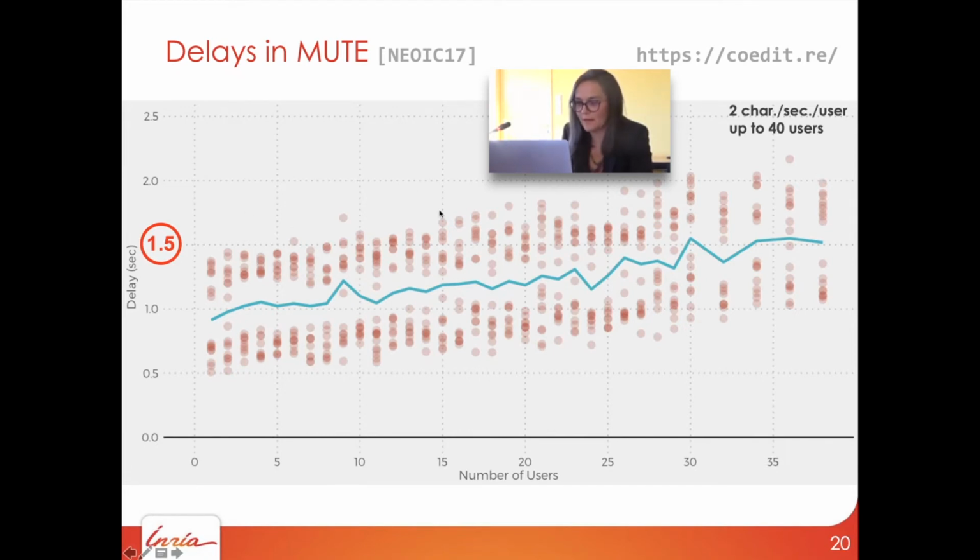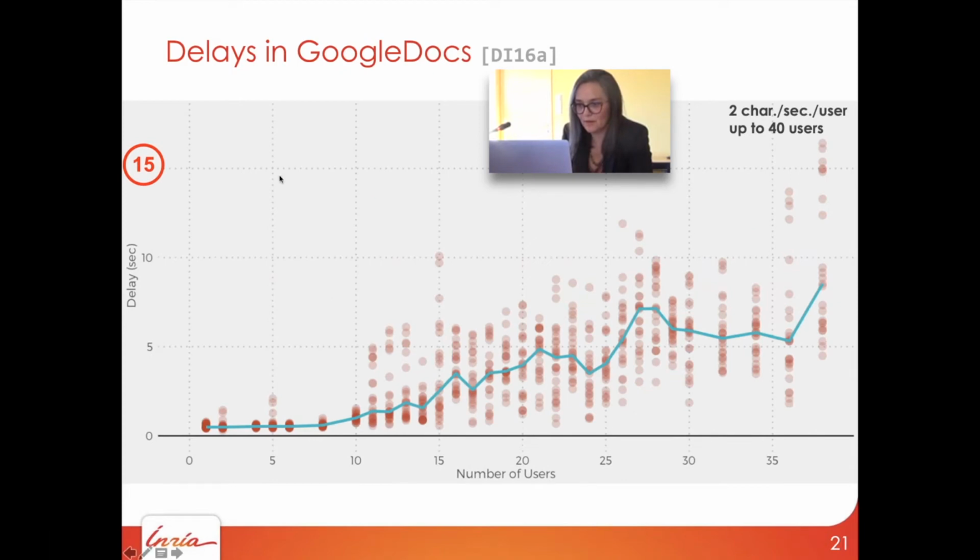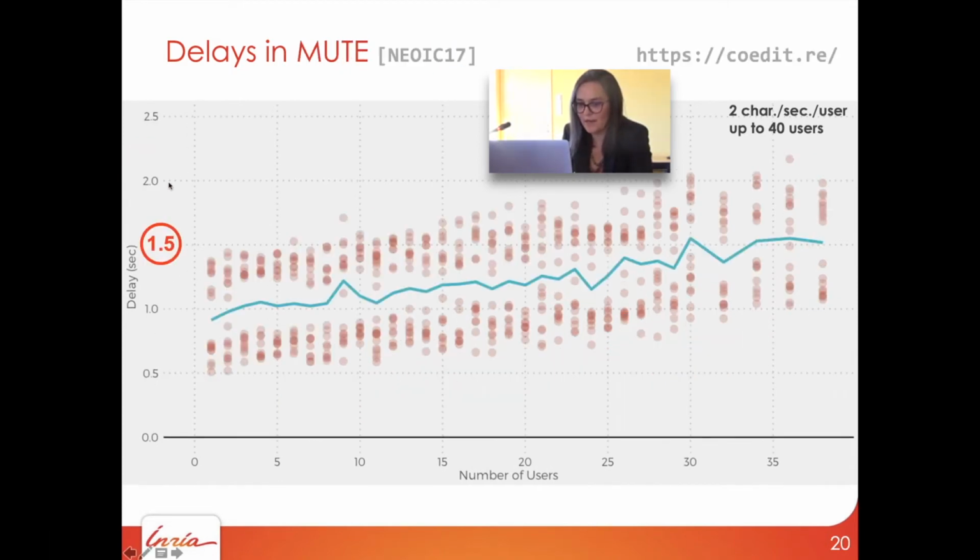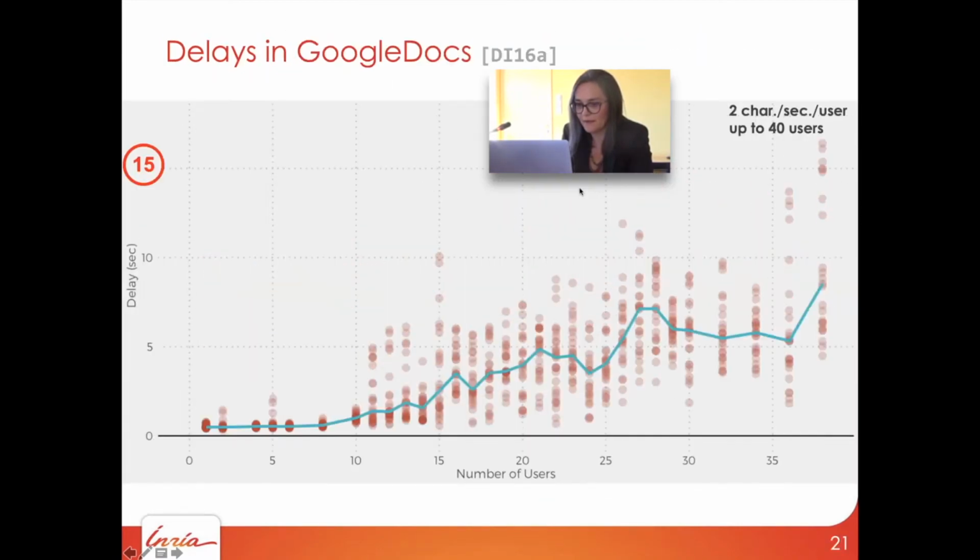Okay, and we did the same measure for Google Docs. Be careful, here we have a change in the scale. Before we had delays that are less than 2 seconds. Here we have delays that are even about 20 seconds.